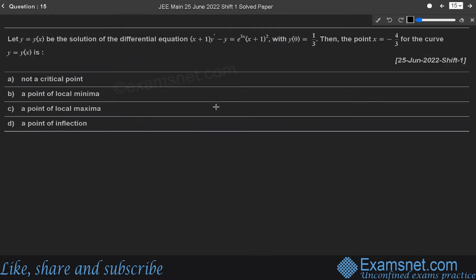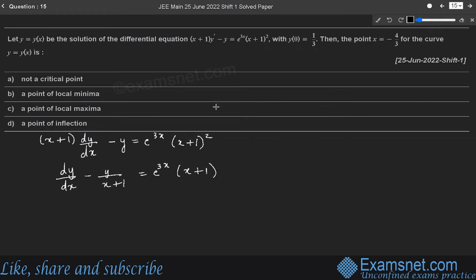Moving on to the next question. Let y is equal to y of x be the solution of the differential equation (x plus 1) into y dash, which can be written as dy by dx, minus y is equal to e to the power 3x into (x plus 1) whole square, with y of 0 is equal to 1 by 3. Then the point x is equal to minus 4 by 3 for the curve y is equal to y of x is. So this given differential equation can also be written as dy by dx minus y upon (x plus 1) is equal to e power 3x into (x plus 1).